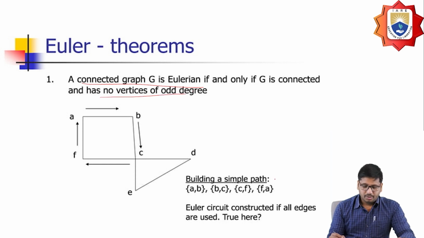Suppose I'm going to build the path like this: A to B, and then B to C, C to F, and then F to A. So this one is what we call an Euler circuit, constructed if all the edges are going to be used. Is it true here or not?